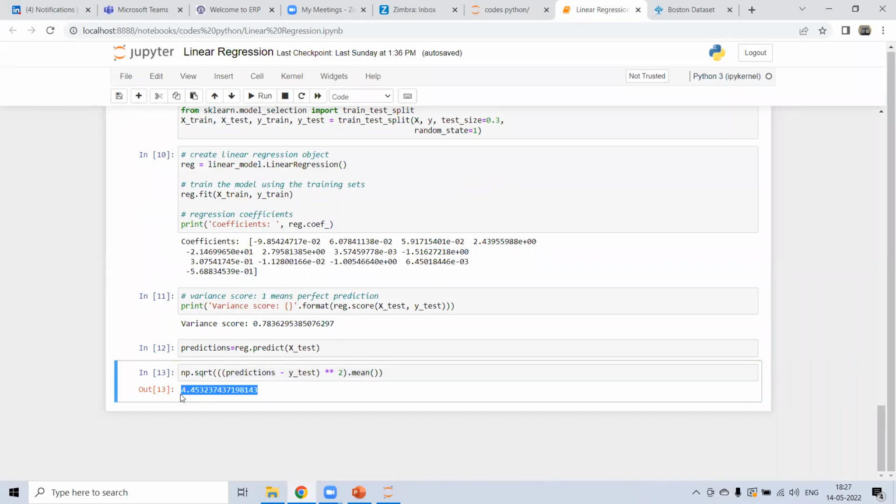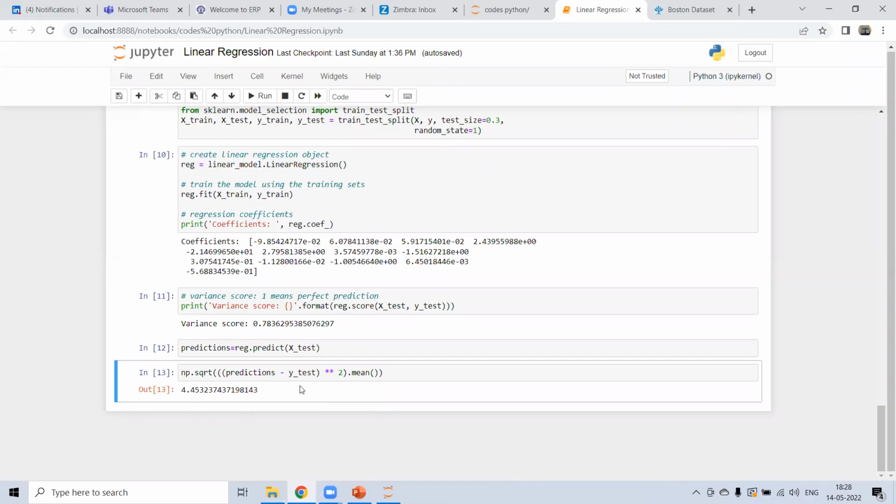I'll stop here if you have any questions. Any question from anybody? So what would be the range for this RMSE score? It is 4.45 here. Is this a good score? Is this a bad score? There's no way to say that. There is absolutely no way to say that.